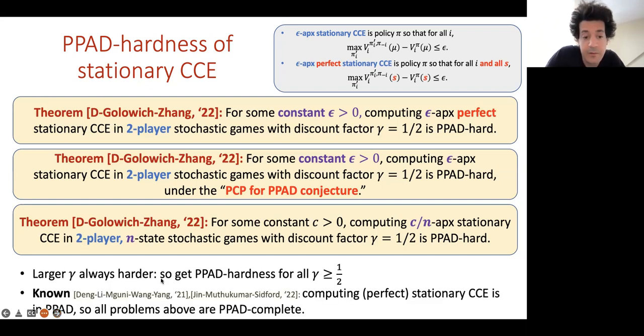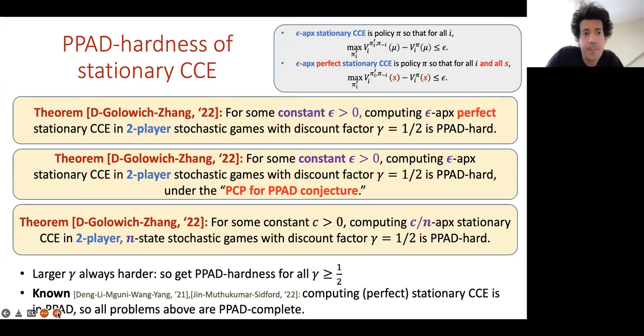And regarding the inclusion in PPAD, that was shown by Daskalakis et al. And there is also parallel work to ours that came on the archives at the same time. It showed a weaker version of the first theorem, for perfect CCEs, not for two-player games but for a bigger number of players, and not a constant epsilon but an inverse poly epsilon. So this was contemporaneous work showing something like the first result.